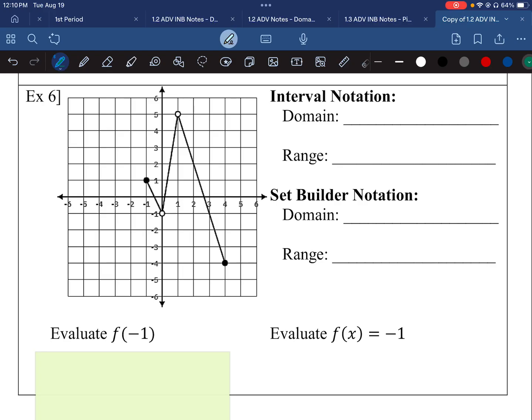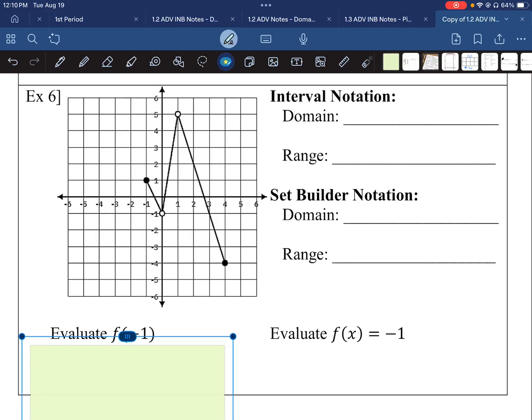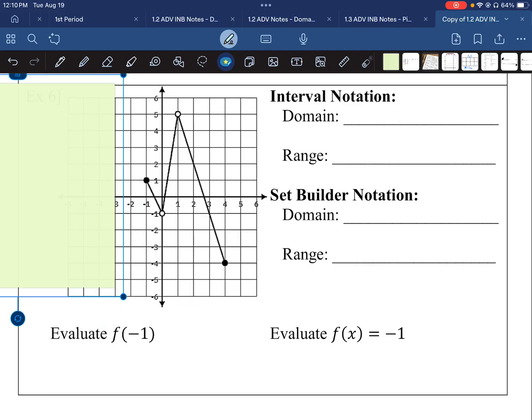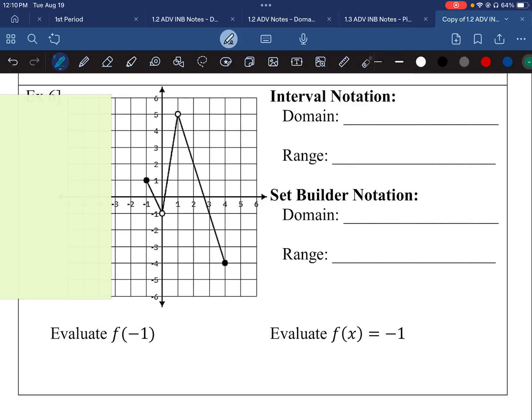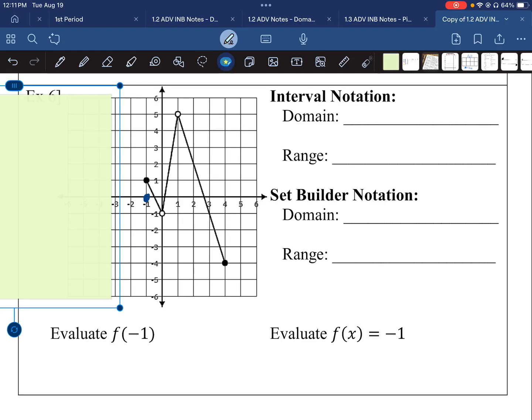Okay, so for domain, again, we're going to work left to right. So we're going to take the leftmost point, which on the left starts us out here at -1 with a solid point. So we're going to drag that down to the x-axis, and then we're going to work our way across.